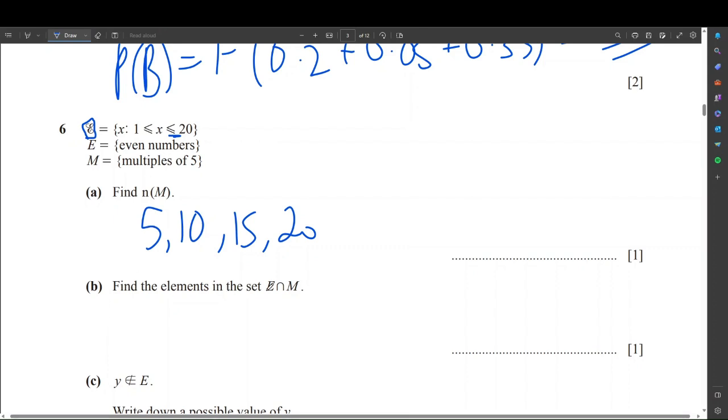Now, find the elements that are in the set E intersection M. E intersection M is basically going to be even numbers which are multiples of 5, which is going to be 10 and 20 only.